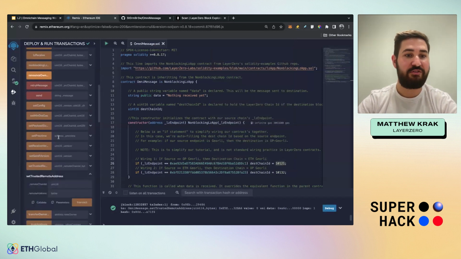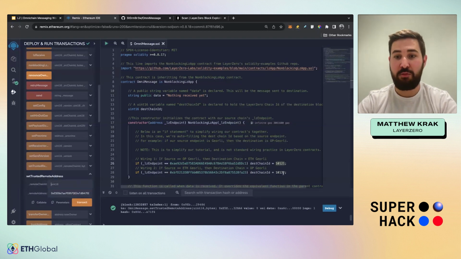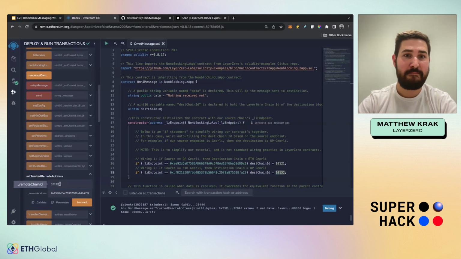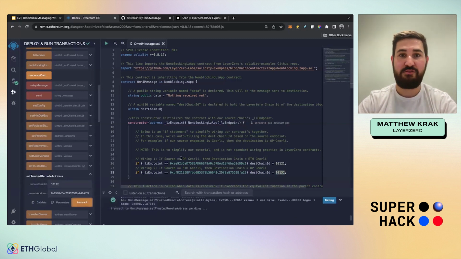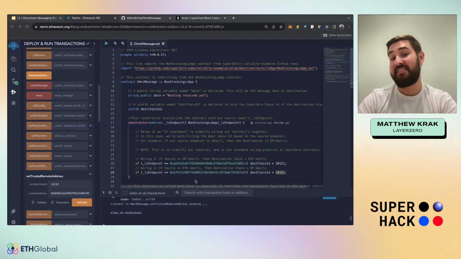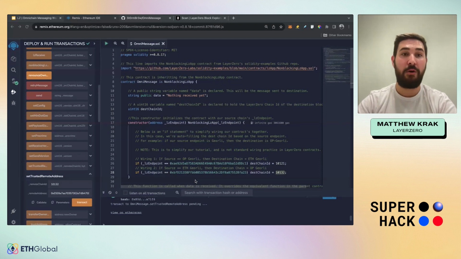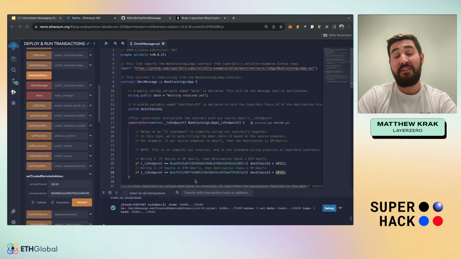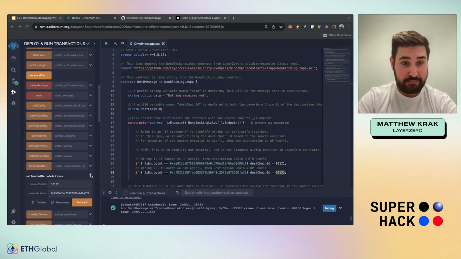Popping into set trusted remote, we are going to take our now Optimism contract address, paste it in here, as well as our Optimism destination chain ID, paste in, hit transact, confirm, and now essentially your contracts are linked together. There are a few extra settings you have to go through for OFT or ONFT deployments, but if you're using our default adapter parameters and some of our default configs, this is really the bulk of the work you have to do to start being able to send cross-chain messages.